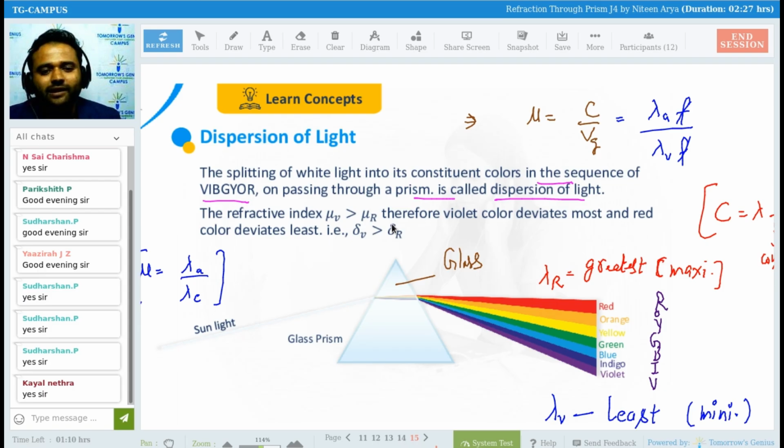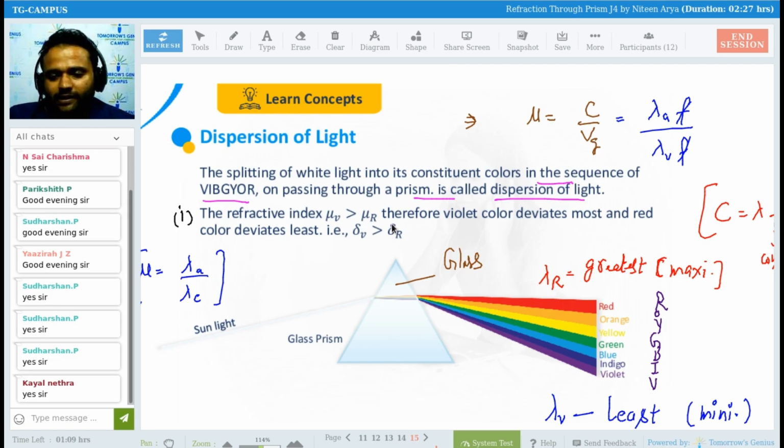So when they ask why violet color deviates more, obviously the first point we are going to write is this: the refractive index mu v is going to be greater than mu r. If it is a 1 mark question, that is enough. But if it is a 3 mark question, you need to explain that also.